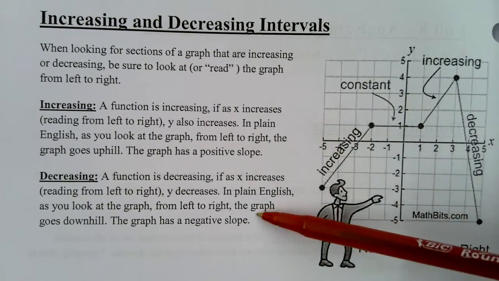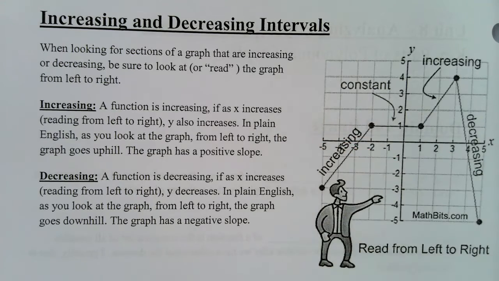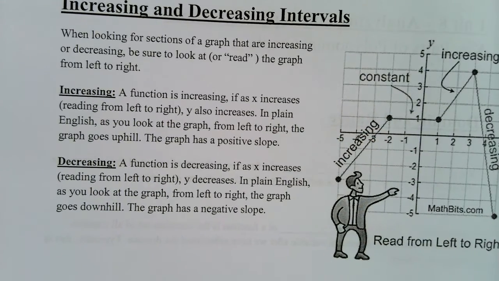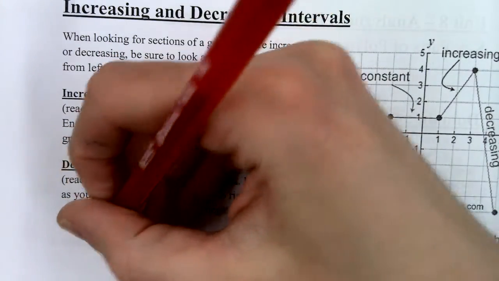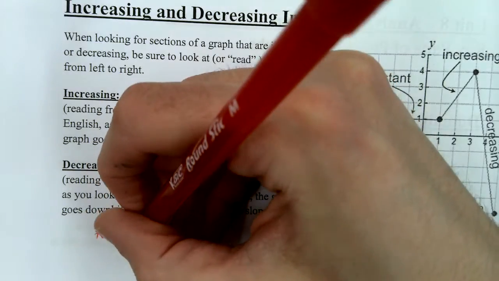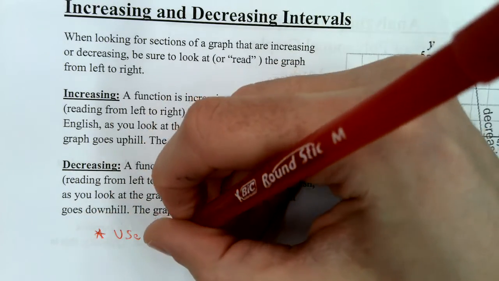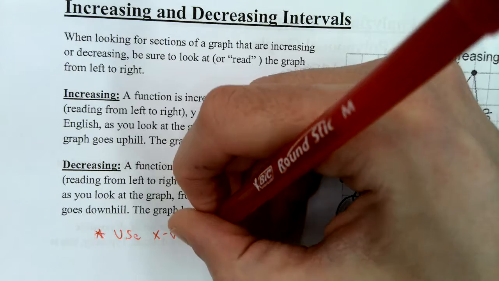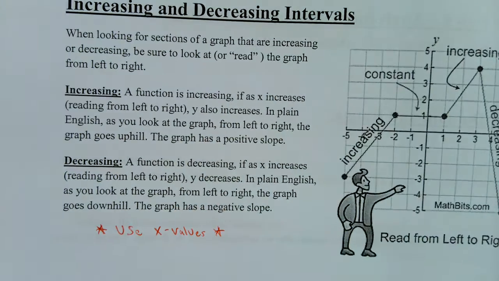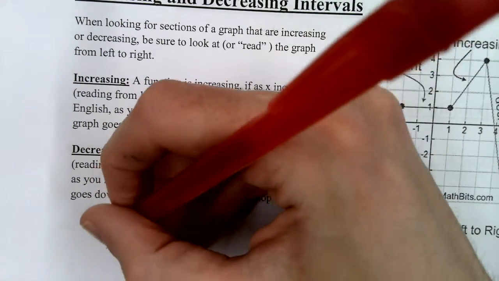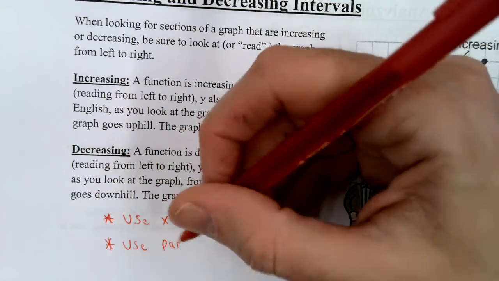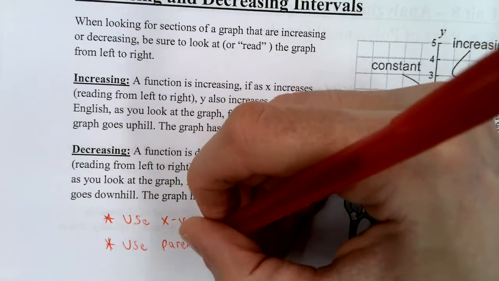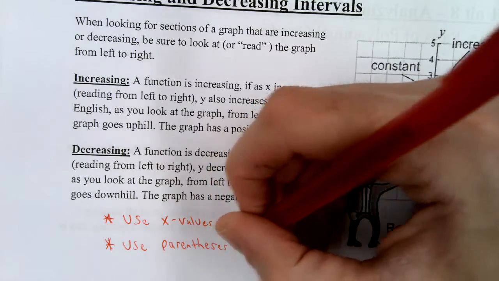So you can read through these if you'd like. We've gone through it a lot this year. And I always tell you to write down these 2 things. So whenever we do this, we use the x values. And you use parentheses. You probably remember writing this earlier in the year. Done it a few times.